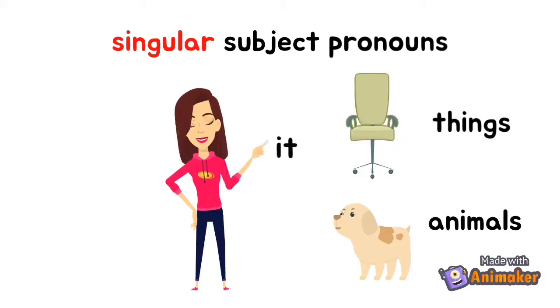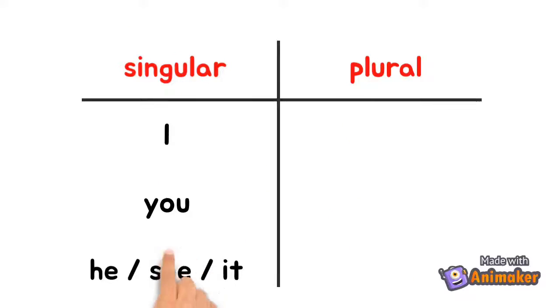And the last singular subject pronoun is it. It refers to things and animals in a sentence. For example, it's a chair, or it's a dog. So we should complete this part with I, you, he, she, and it.